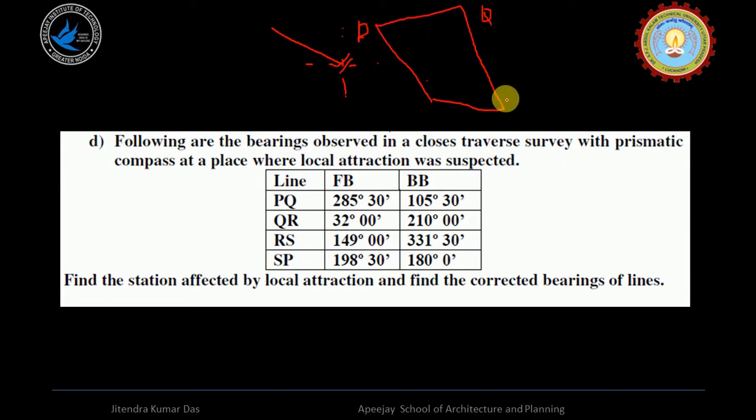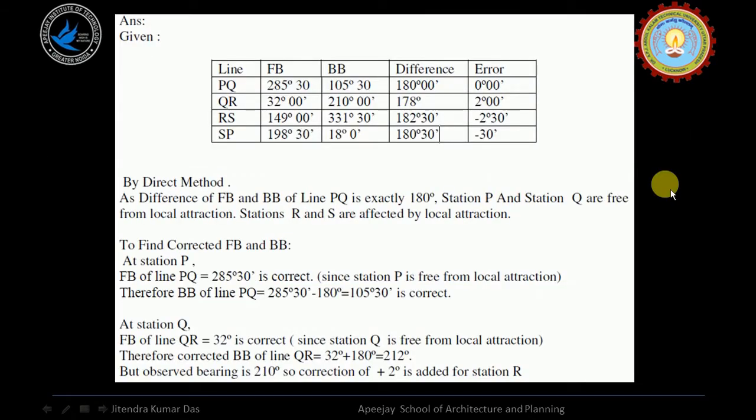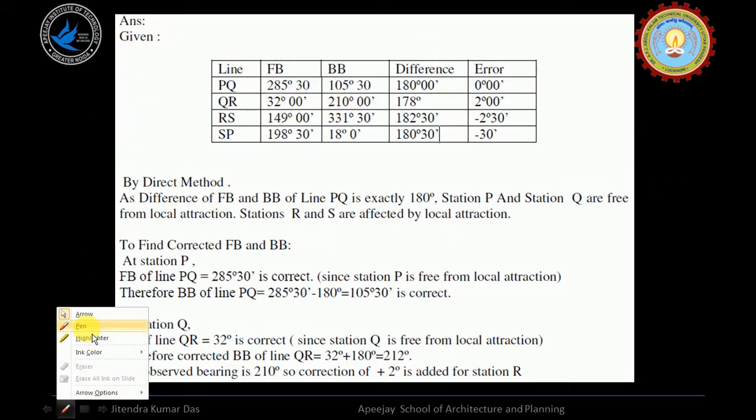It is P, it is Q, it is R, and it is S. So here the forward bearing values and back bearing values are provided, 285 and 32, 149, 198, like that. There are 4 stations P, Q, R, S, and we have to find the stations where the local attraction actually exists, and we have to do the corrections. So we will do this next. Here, try to understand this.